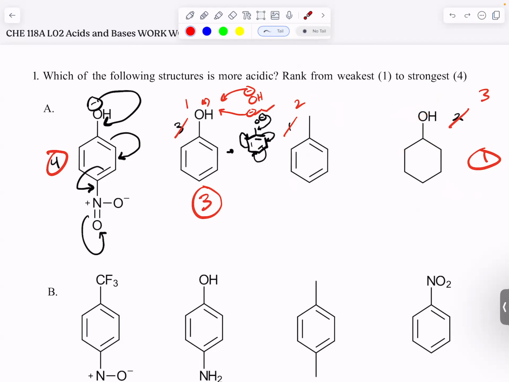Did that help? Yes, it did help a lot. Cool, because I was getting more caught up with the ring itself rather than the conjugate bases. Yeah, good, when it should be the other way around.